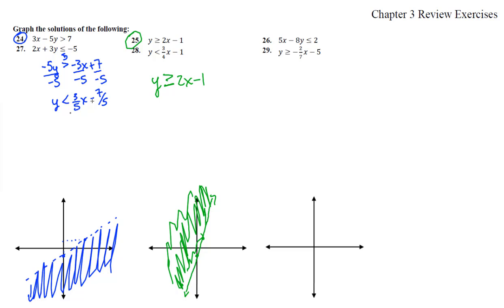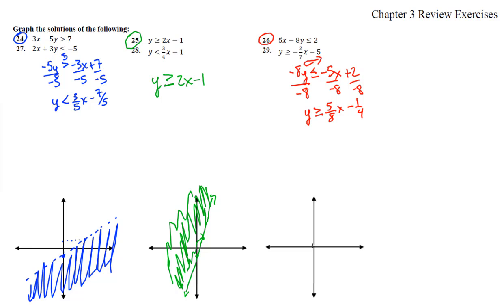All right, number 26. We got to solve for y again. So we'll subtract 5x from both sides. That's negative 8y less than or equal to negative 5x plus 2. And then divide by a negative 8 everywhere. Remember, dividing by a negative flips that direction. So this is y is bigger than or equal to 5/8 x minus 1/4.